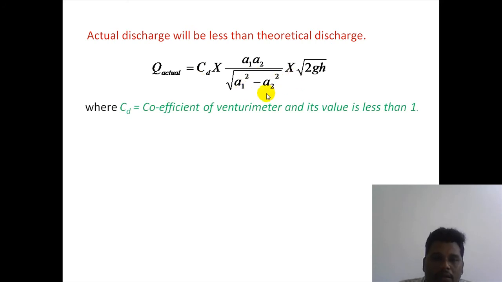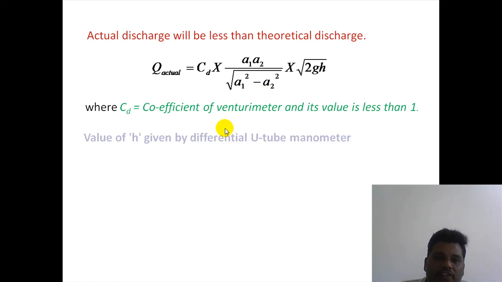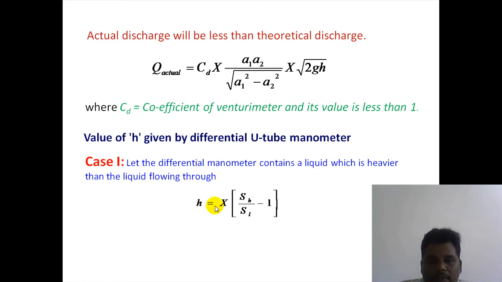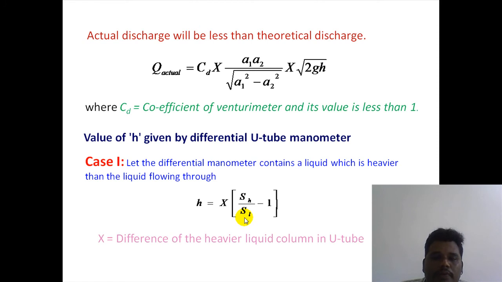Now, in order to find H in the U-tube differential manometer, whenever there is a heavier fluid inside, H is equal to X multiplied with SH divided by SL minus 1, where SH is the specific gravity of the heavier fluid, SL is the specific gravity of the lighter fluid, and X is the difference of the heavier fluid levels in the tube.